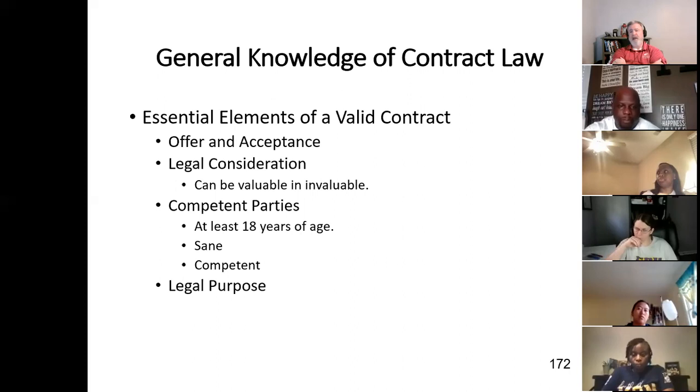So again, y'all be careful. Don't just assume that because a contract might be invalid, that makes it illegal and now you can't do it. That is not the case. Any questions there? Everybody understand that? Good? We're good?